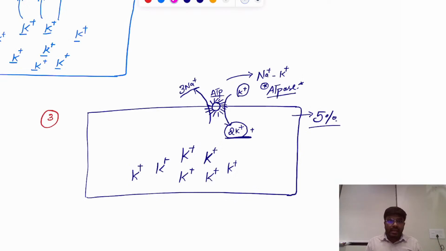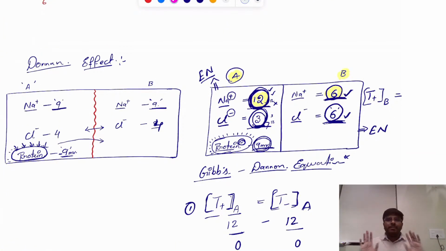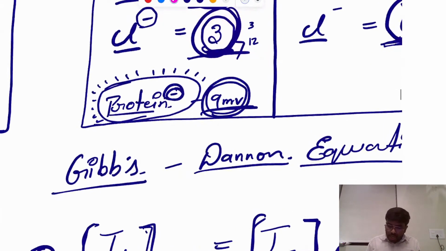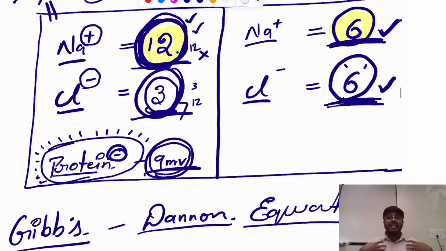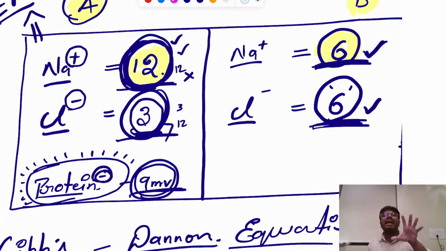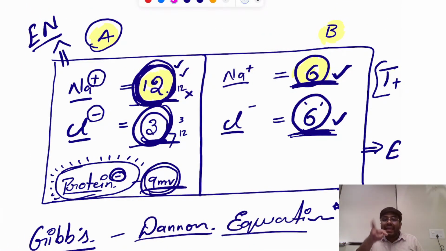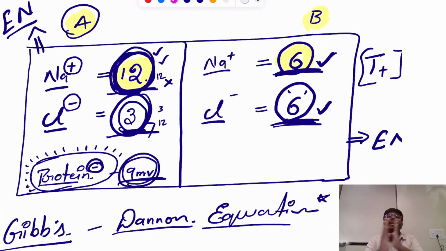Now what else? In the Donnan effect, what I have explained is that the Donnan effect occurs in the presence of large impermeable molecules like proteins. In our cells, these proteins are there. Because of the presence of such large impermeable molecules, they will create this ionic imbalance.